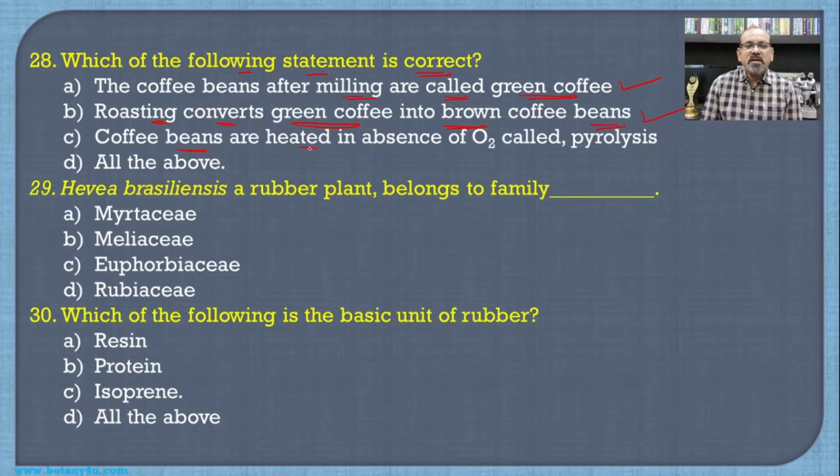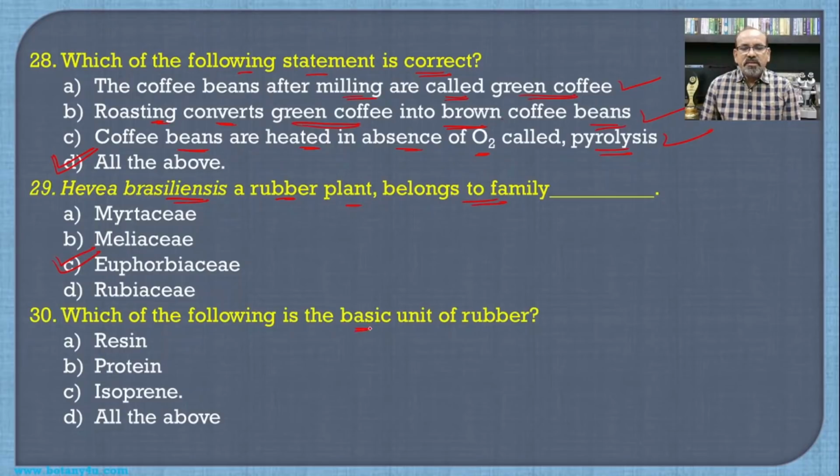Then, the coffee beans are heated in absence of oxygen, and that is known as pyrolysis, and this is also carried out during the processing of coffee, and hence all these three statements given in the question are correct, and hence all the above becomes the answer for this question. Then, Hevea brasiliensis is a rubber plant belonging to the family. Earlier we have seen the rubber plant belongs to the family Euphorbiaceae, and hence Euphorbiaceae becomes the answer for this question.